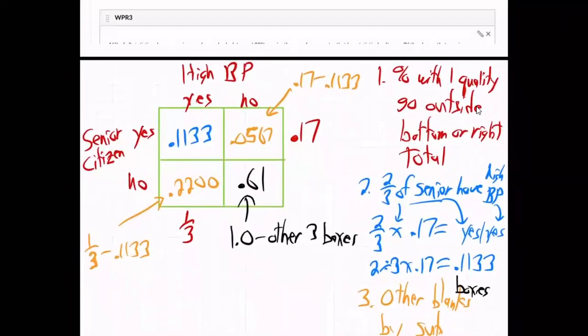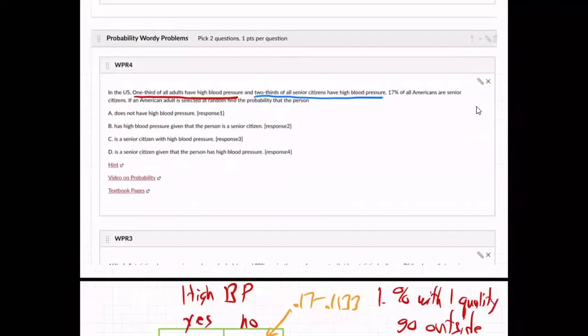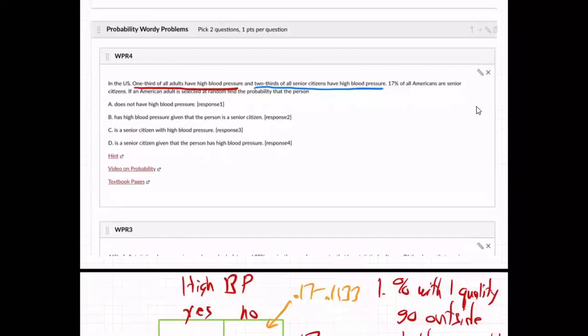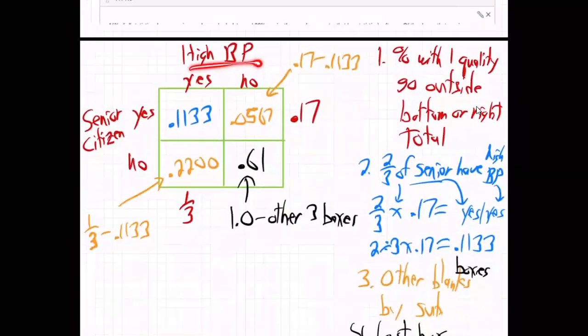Now we have all the boxes. Now we can answer the questions. Here we go. Does not have high blood pressure. So what's the probability that somebody does not have high blood pressure? Right? Does not have high blood pressure. High blood pressure, no.